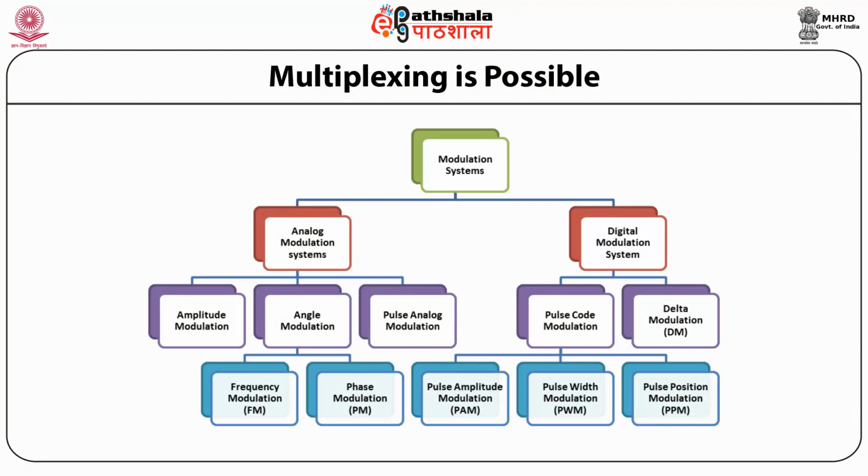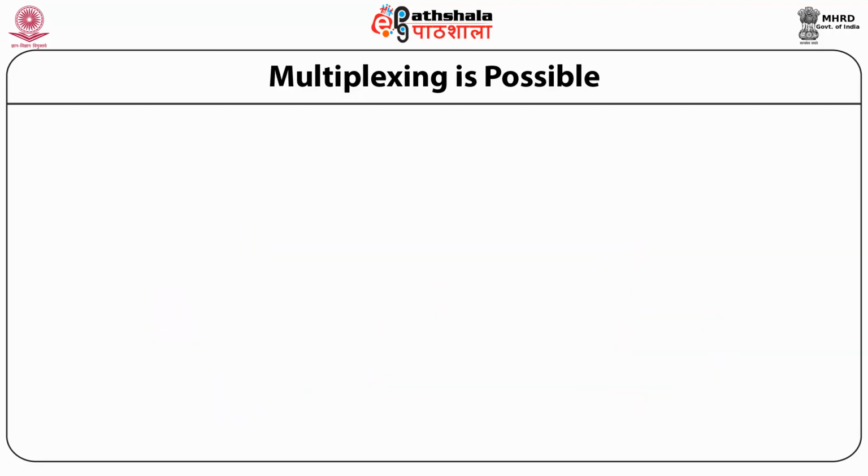If we are summarizing the modulation system, then we have two types of modulation, that is analog and digital modulation. In analog modulation, we have amplitude, angle and pulse analog modulation. Digital modulation is divided into two, that is pulse code modulation and delta modulation. Now again, the angle modulation is divided into frequency and phase modulation, and the pulse modulation is divided into pulse amplitude modulation, pulse width modulation and pulse position modulation. So let us first start with the first type of analog modulation and the most frequently used one, that is amplitude modulation.